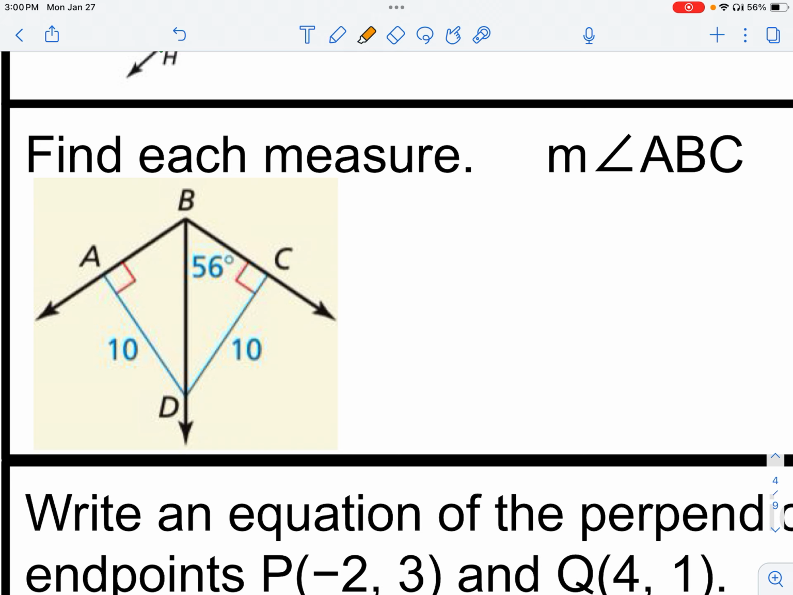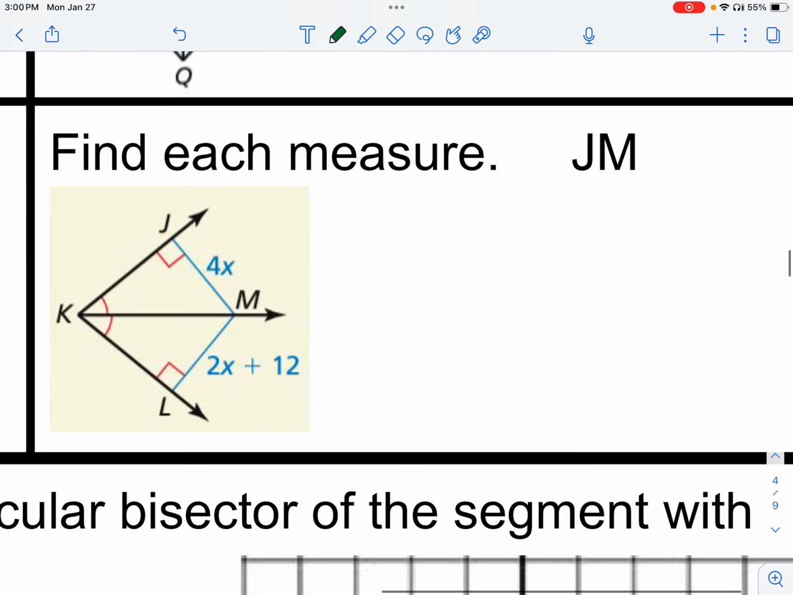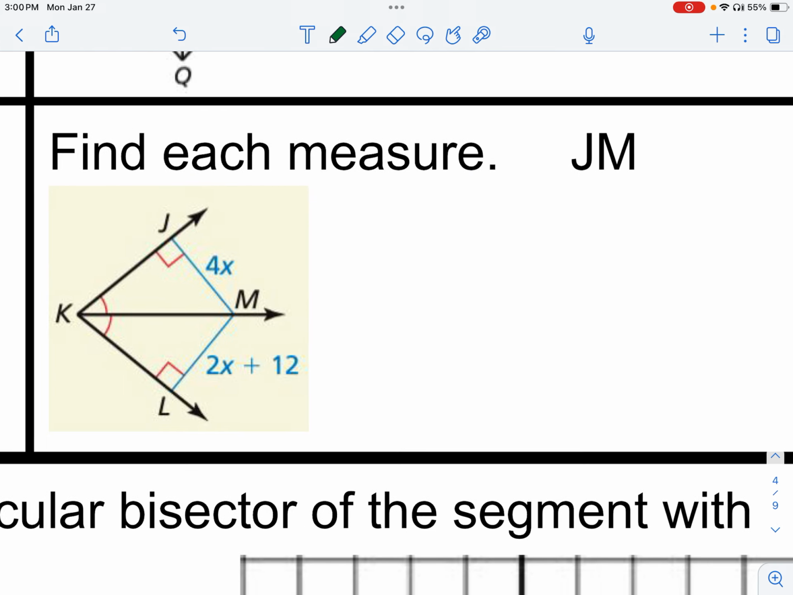Let's find the measure of angle ABC. So here ABC is the big angle. DA and DC we're measuring at the perpendicular. They're the same, so BD is the angle bisector. So we got 56 plus 56 equals 112 degrees for the measure of angle ABC. One more and then we'll get a little more involved.